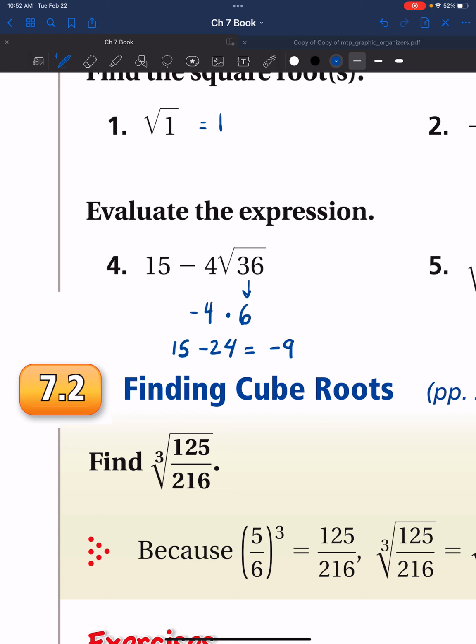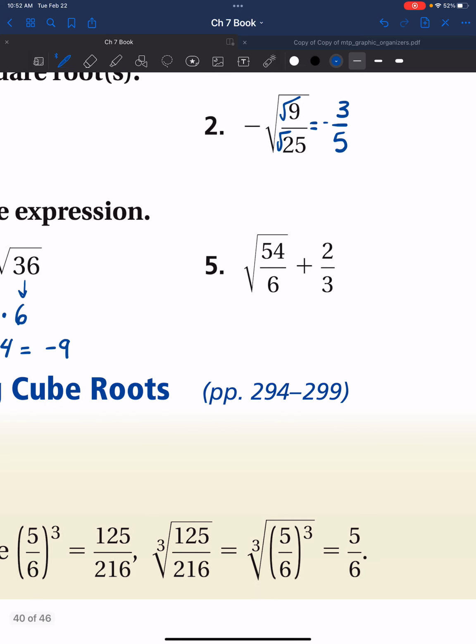So I took the square root of 36 and got 6. I multiplied that by negative 4 and got negative 24. And then I just scooched my 15 next to it because that negative sign doubled as a subtraction sign. Does that make sense? Okay. Number 5.